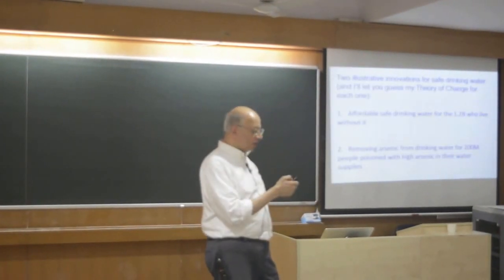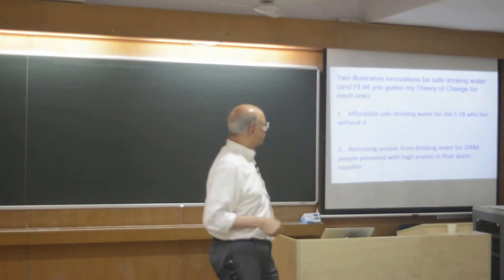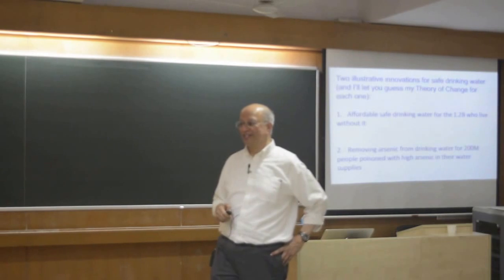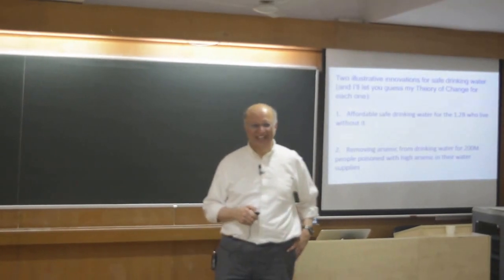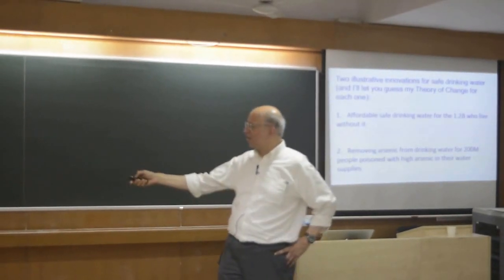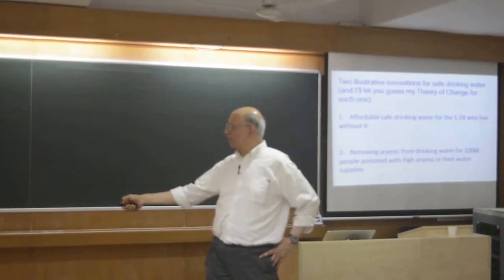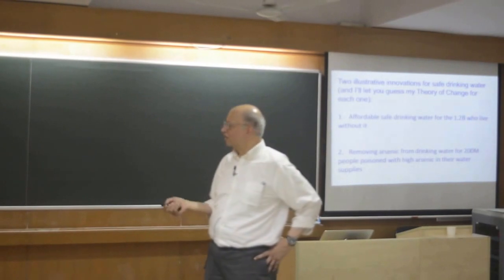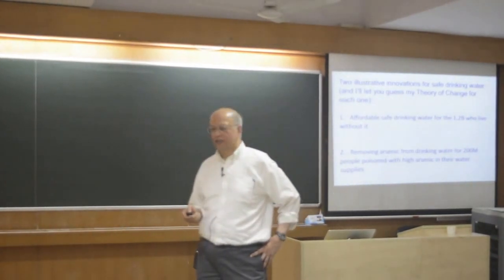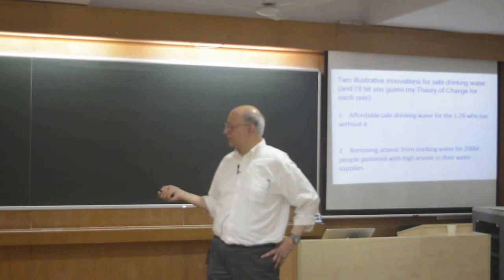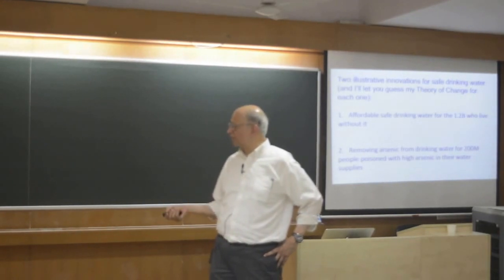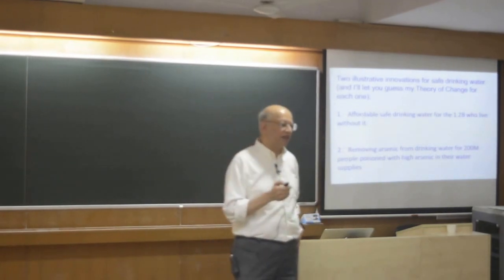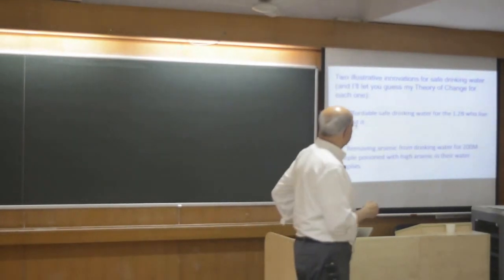So I will now get into two illustrative innovations for safe drinking water. And the challenge, of course, for you is to guess my theory of change behind each of them. Okay. First, which is out of my hands now, is about affordable drinking water for about 1.5 billion people who live without affordable safe drinking water. And the second one is about removing arsenic from drinking water for about 200 million people worldwide, but close to maybe 80 million in India who drink arsenic.